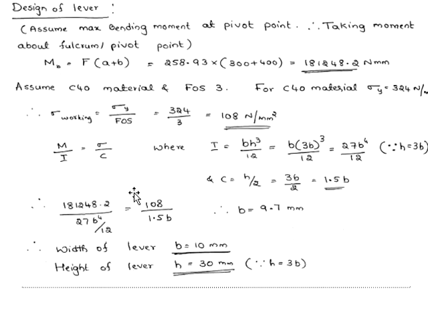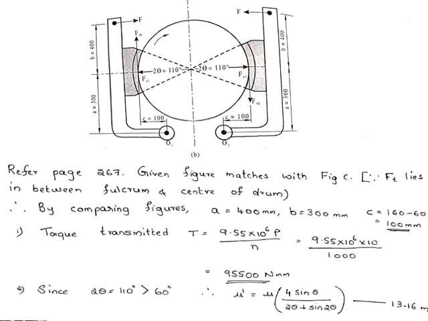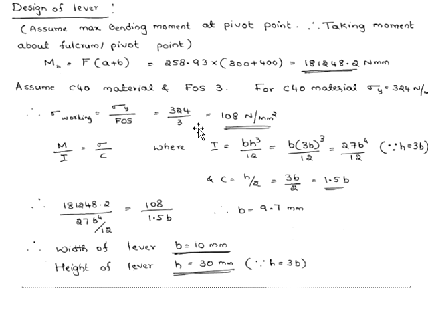Then design of lever. First I need to find out M value. So M is given by force into distance. Again refer this diagram. So force into distance is A plus B. I am taking moment about fulcrum point. So moment is given by F into A plus B. Same procedure is shown here. F into A plus B. So moment value you will get.